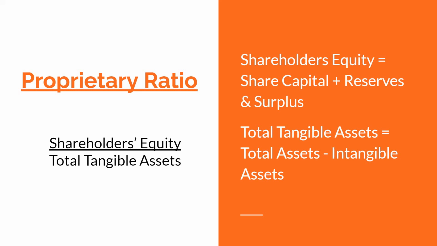So we had shareholders' equity to be 50,000 in the previous example, and total assets to be 1,50,000. Let's suppose your intangible assets are 50,000, so your tangible assets would be 1,50,000 minus 50,000, so your tangible assets are 1 lakh and your shareholders' equity is 50,000. So the ratio would be 50,000 divided by 1 lakh, so 1:2, which is again a good ratio.